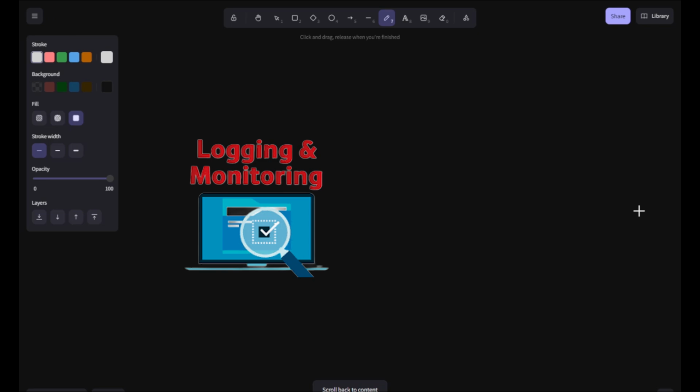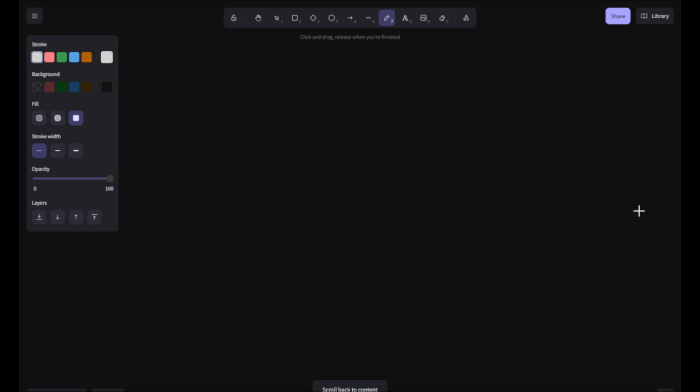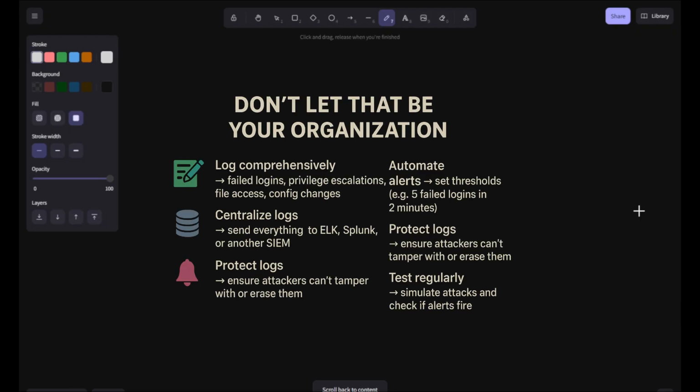Security logging and monitoring failures may not get the spotlight like SQL injection, but they're the reason attackers succeed silently. The average detection time for a breach is over 200 days, nearly 7 months of unnoticed activity. Don't let that be your organization. Implement robust logging, monitor actively, and test regularly. Remember, you can't protect what you can't see.